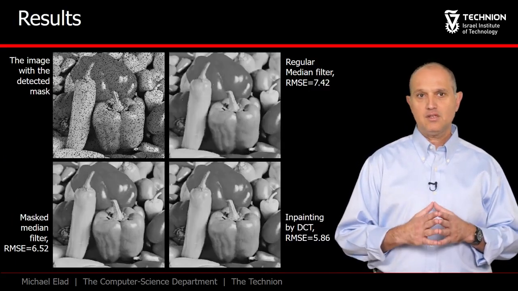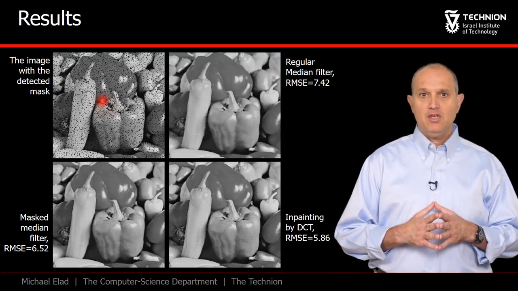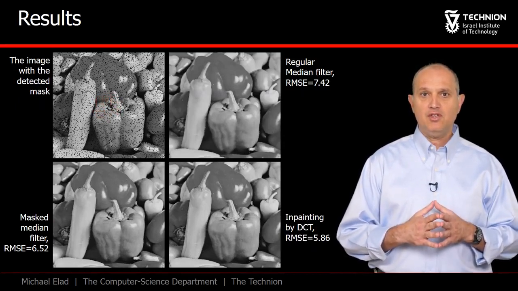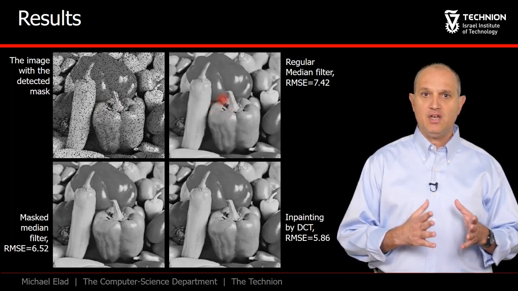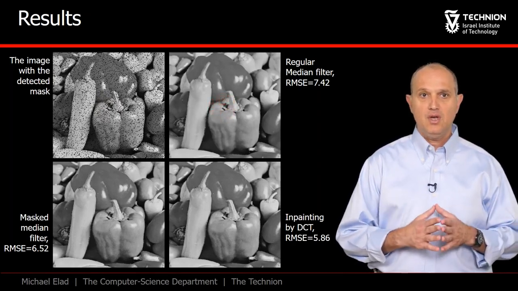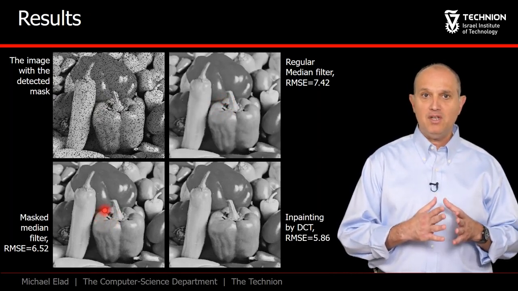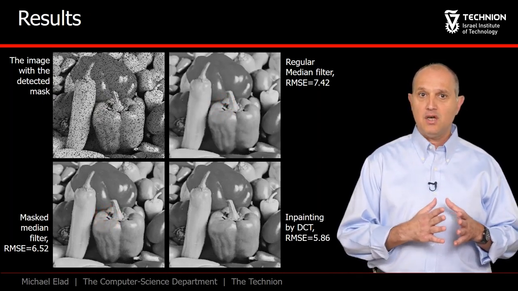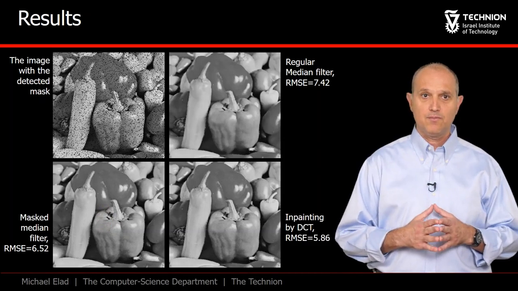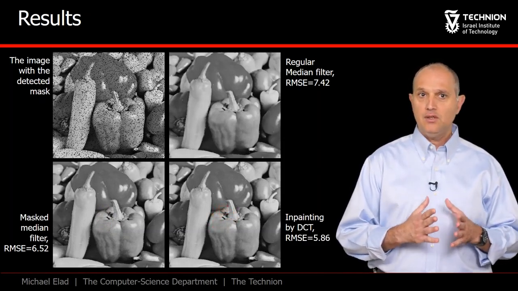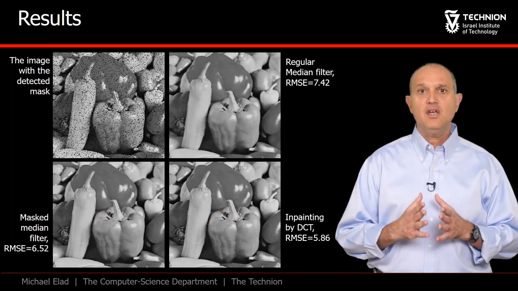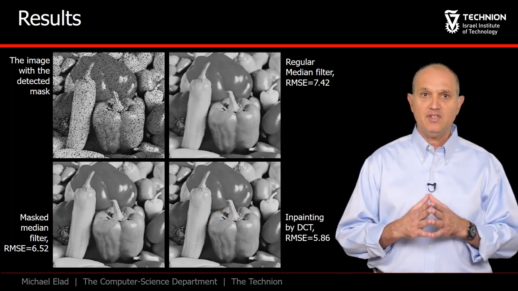And here are the results. The top left image is the given one. The mask on top of it is shown as dark pixels. The regular median filter gives an average error of 7.42. And when we selectively employ the median to the mask pixels, this error drops to 6.52. The SparseLand proposed scheme that in-paints the mask pixels using fixed DCT dictionary gives the lowest error of 5.82.